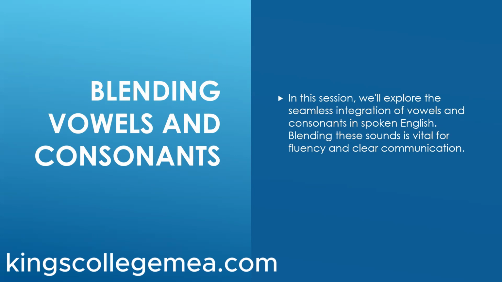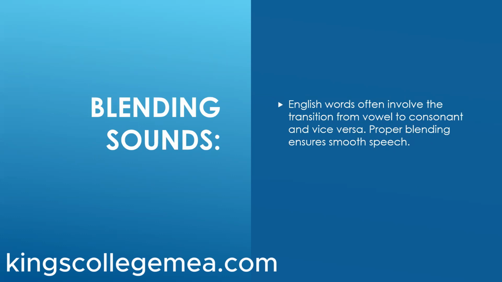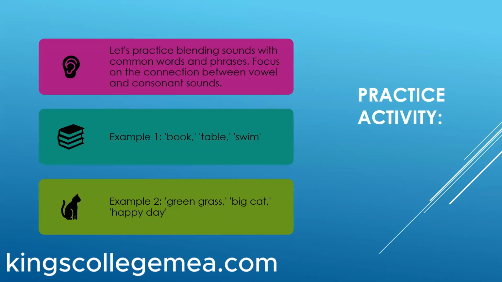Now we're going to look at how we can blend vowels and consonants together. English words often involve the transition from vowel to consonant and from consonant to vowel. We need to blend these sounds together to ensure smooth speech. So let's practice this. Example 1, we have book, table, and swim. Example 2, green grass, big cat, happy day. Focus on the connection between the vowel and the consonant sounds.